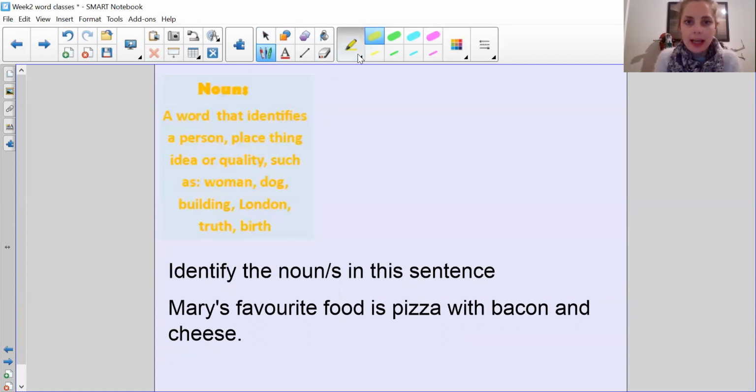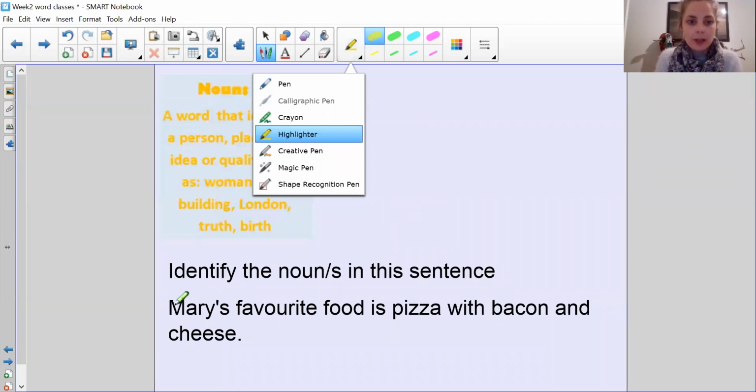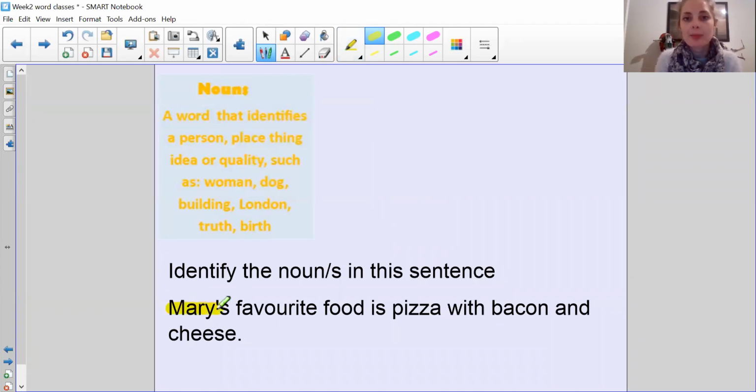Okay, so let's have a look at the nouns in the sentence. The first one would be Mary. Okay, Mary is a proper noun. It's the name of a person. Food, common, everyday. Pizza, all right, we can see it, we can touch it. Bacon and cheese. There are 5 nouns there in that sentence, okay?